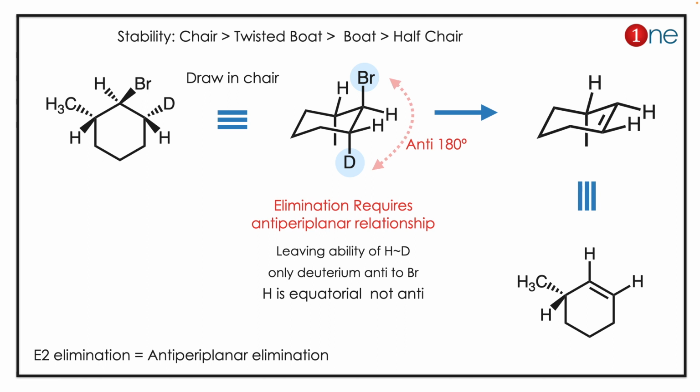The concept we outlined here is that E2 elimination requires antiperiplanar position of the leaving groups.